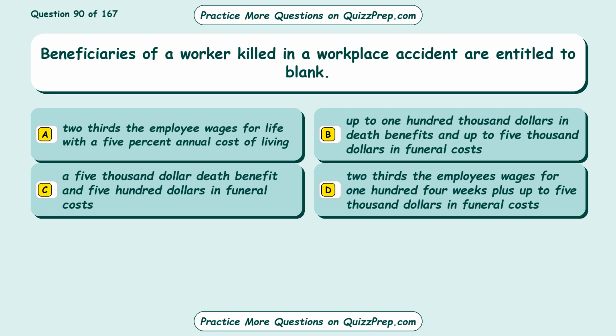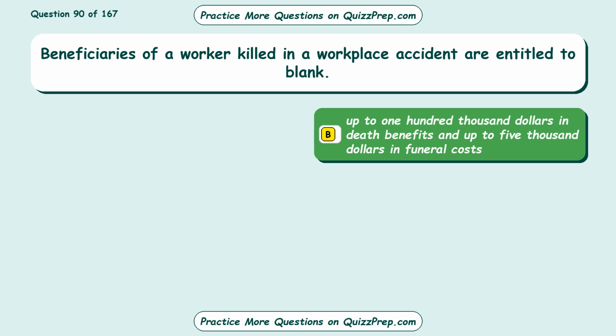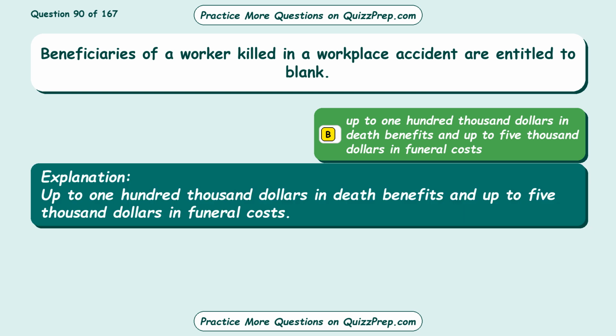Option C, a $5,000 death benefit and $500 in funeral costs. Option D, 2/3 the employee's wages for 104 weeks plus up to $5,000 in funeral costs. The correct answer is option B, up to $100,000 in death benefits and up to $5,000 in funeral costs.